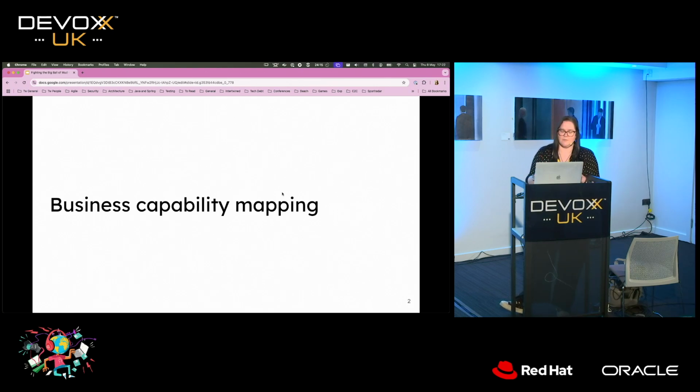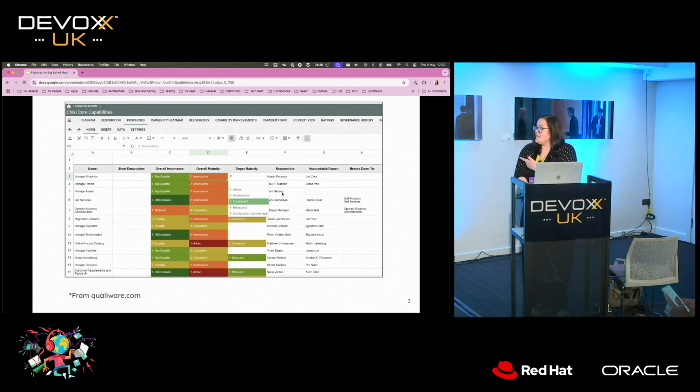They're a way for a business to really describe what they want to do, track their progress against that, and see how they're doing against their competitors. So you might see capability maps that look like this in a big spreadsheet where we're mapping overall maturity, target maturity. We might have people that are responsible for them. We might have some fancy colouring on to show heat maps of where there's problems.